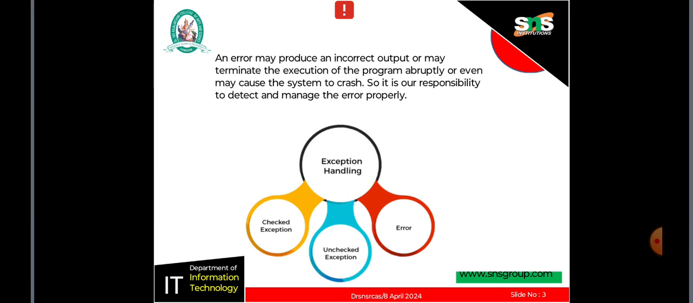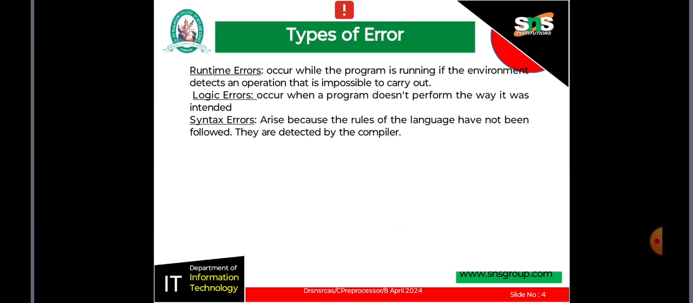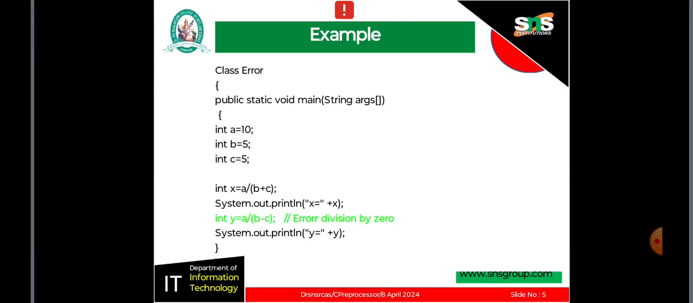We can recover from these three types. So what are the types of error? There are three types of error: runtime error, logic error and syntax error. Runtime errors occur when the running program's environment detects an operation that is impossible to carry out. Logic errors occur when a program does not perform the way it was intended. Syntax errors arise because the rules of a language have not been followed. They are detected by the compiler.